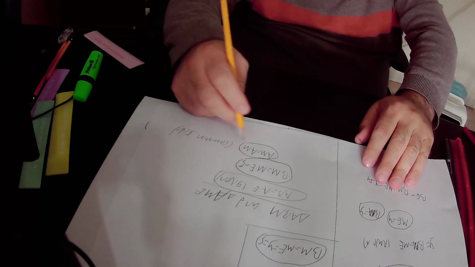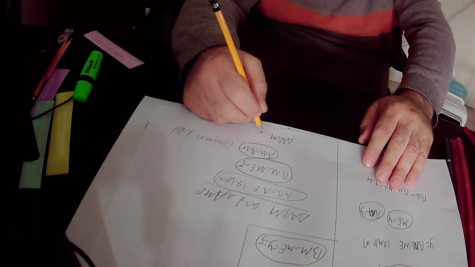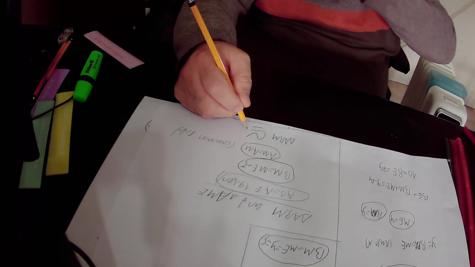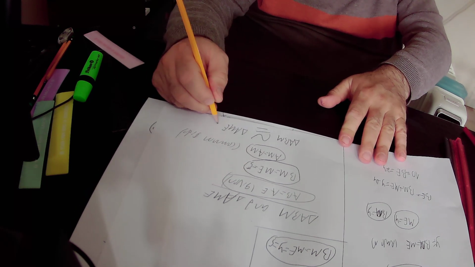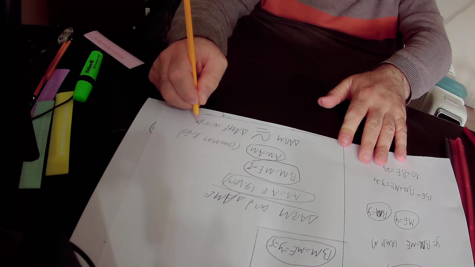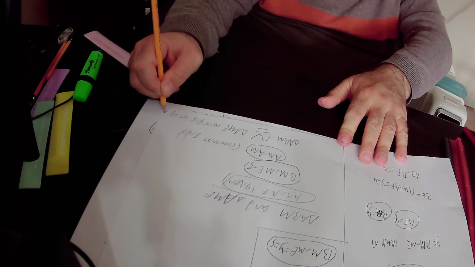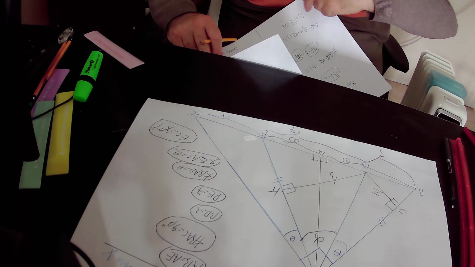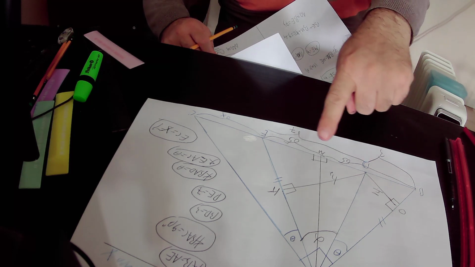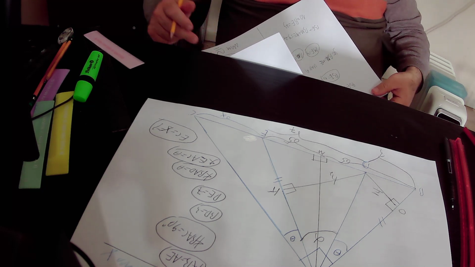So we actually proved that triangle ABM is congruent to triangle AME according to the side rule. All the sides of triangle ABM are congruent to all the sides of triangle AME, therefore they are congruent to each other according to the side rule.